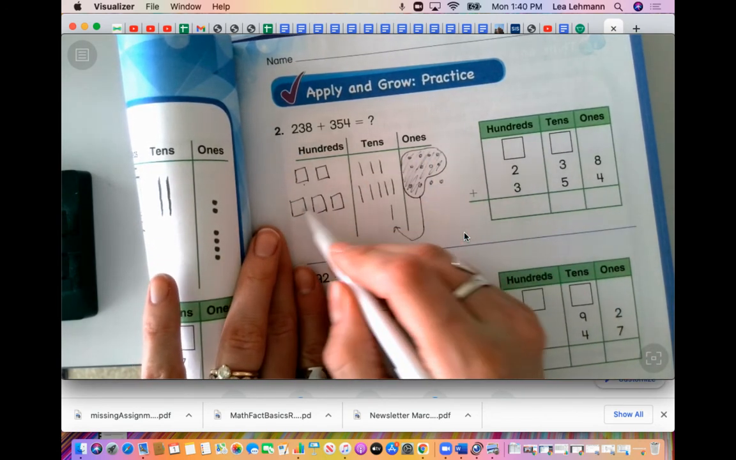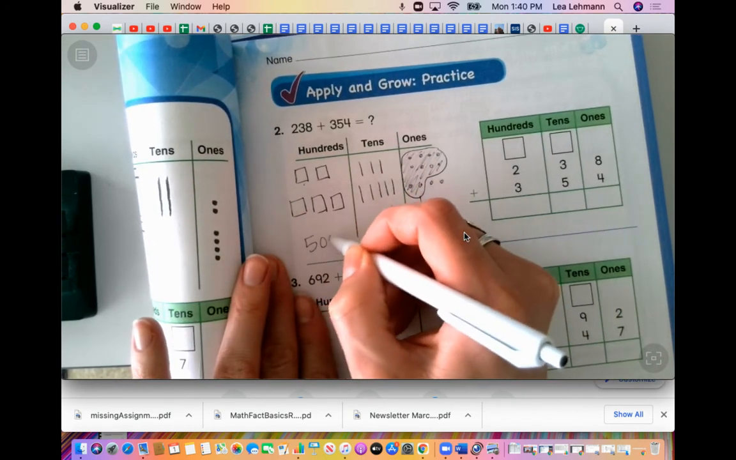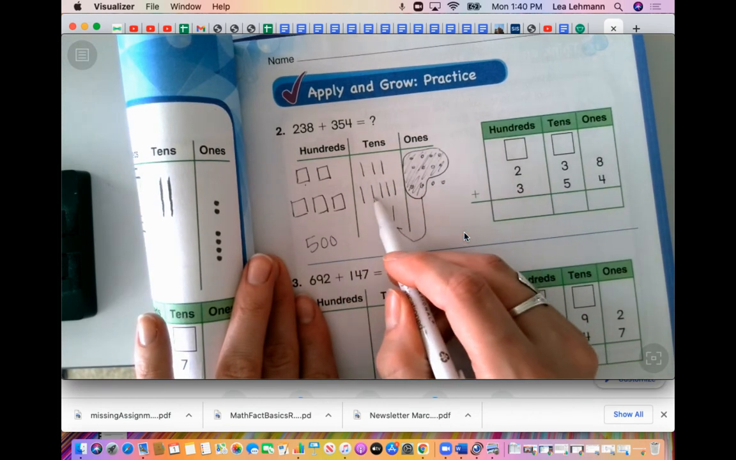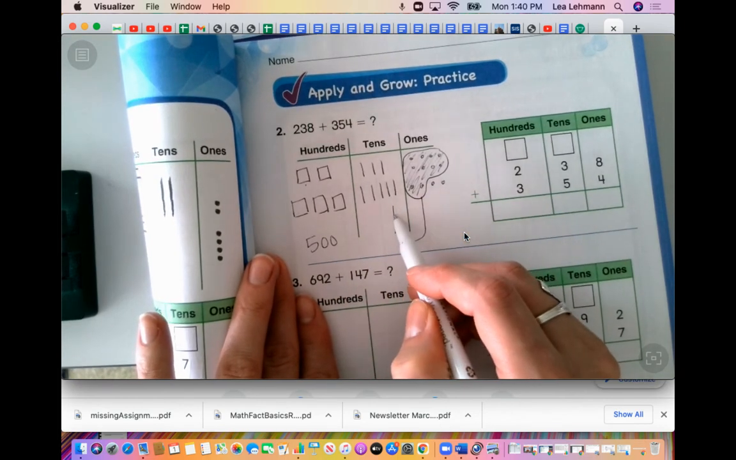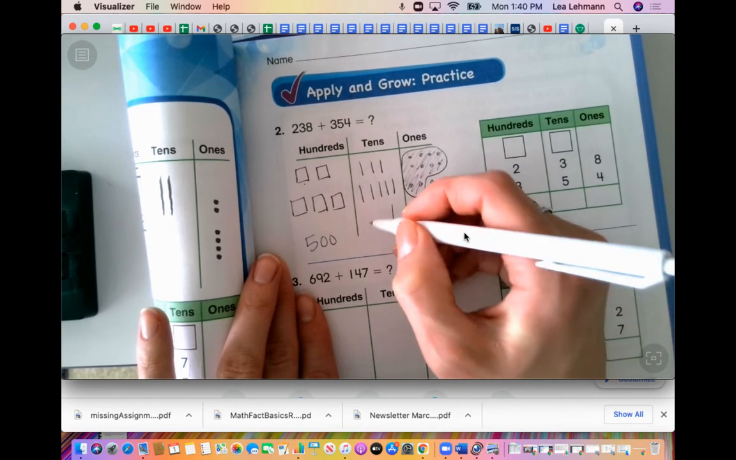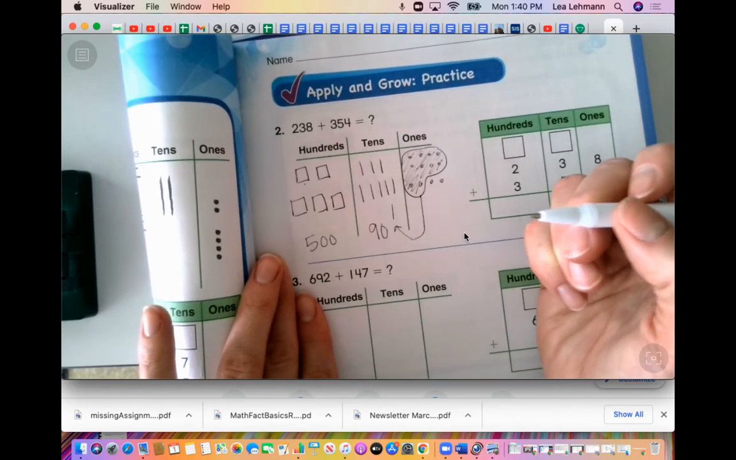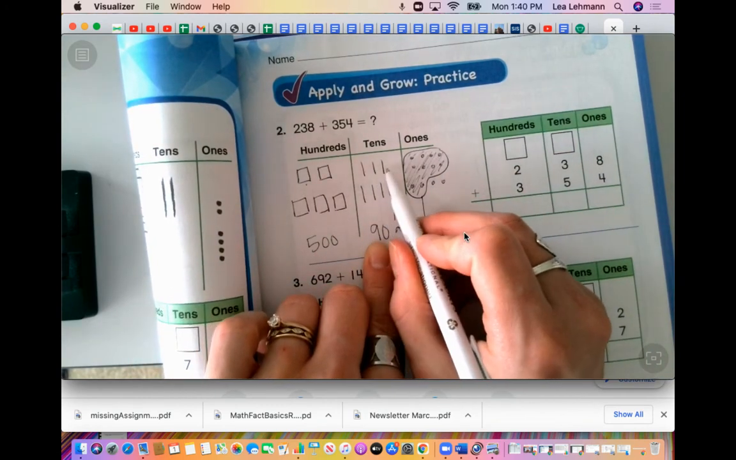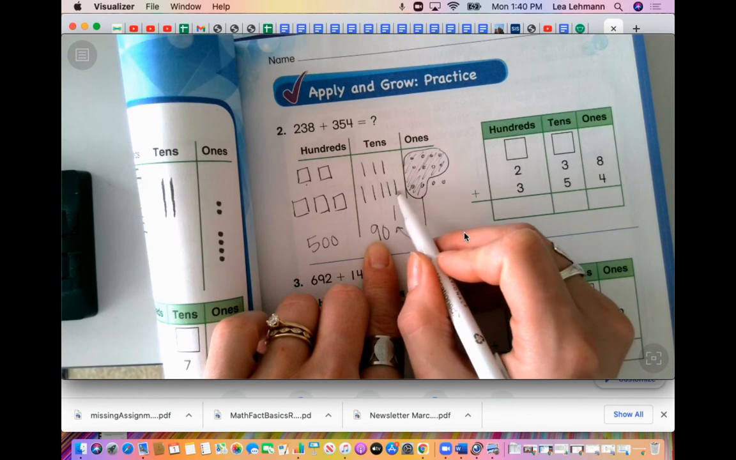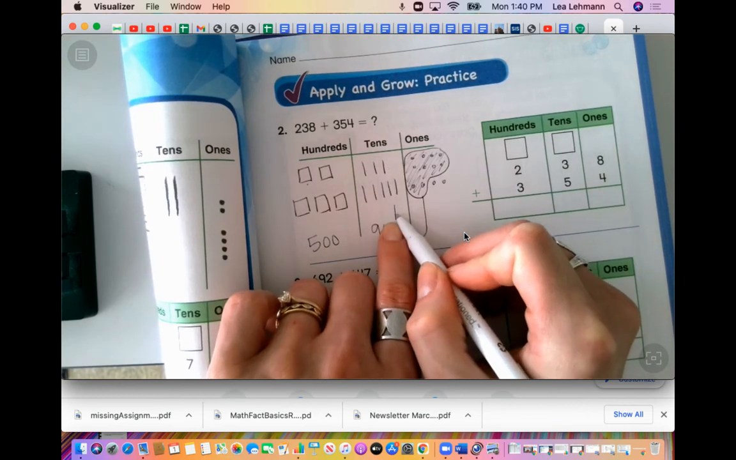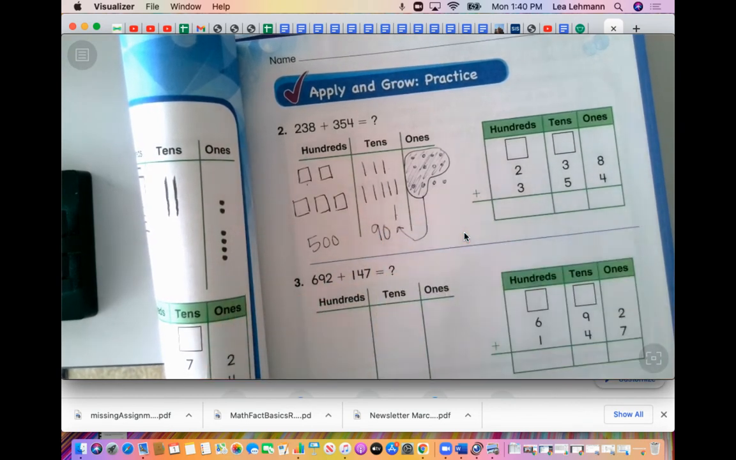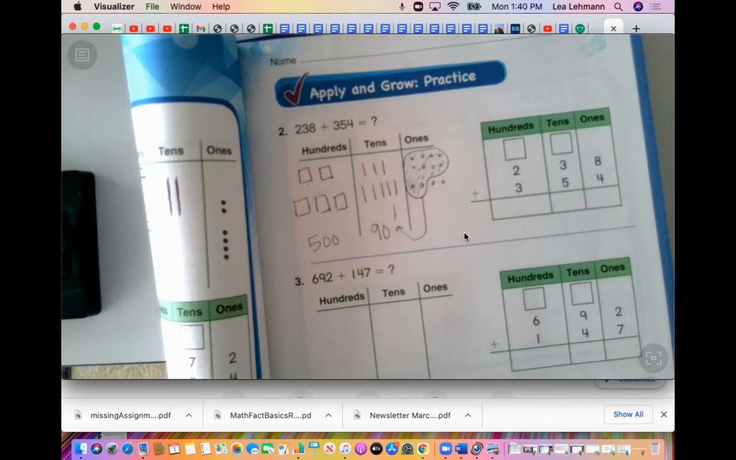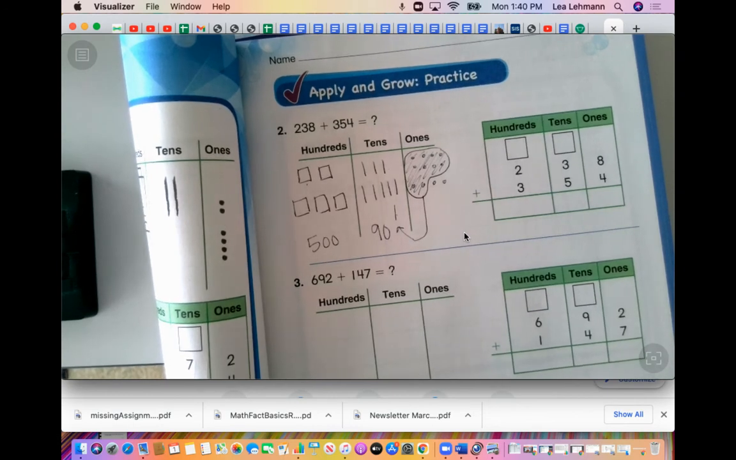I have 1, 2, 3, 4. This is 500. 1, 2, 3, 4, 5, 6, 7, 8, 9. Is that 9 or is it 90? Very good. That's 90. Wait. You added a 10 though. Yeah. 1, 2, 3, 4, 5, 6, 7, 8, and then I added the 9. So that was 90. Right?